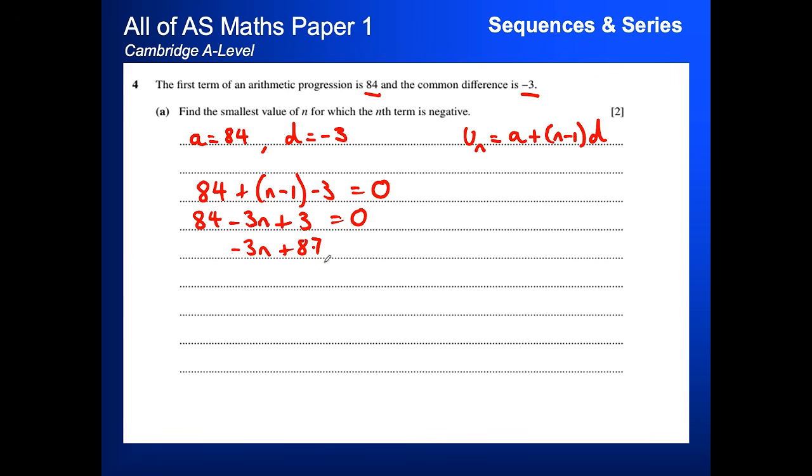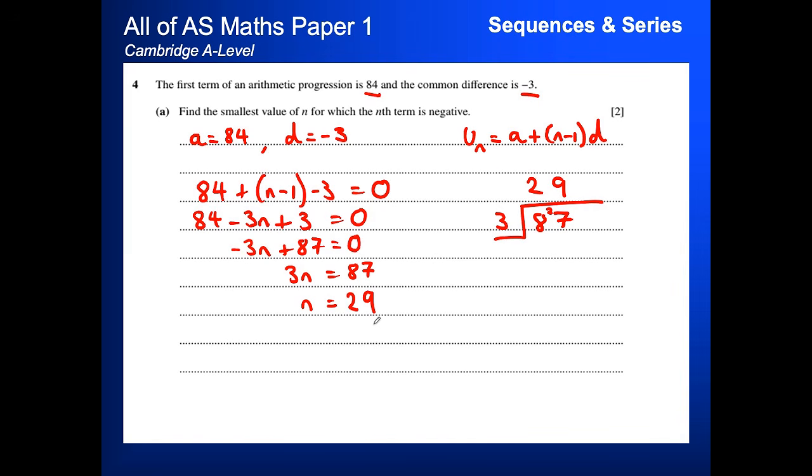Plus 87 is equal to 0. So 3n is equal to 87. And now we have to divide here by 3. Now you have a calculator for this. I'm just going to do this old school. I do like a bit of old school maths. So 3's into 8 go 2, remainder 2. And then 3's into 27 go 9. So n is equal to 29.